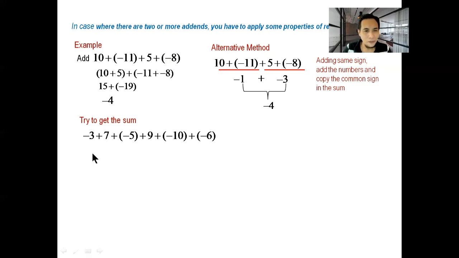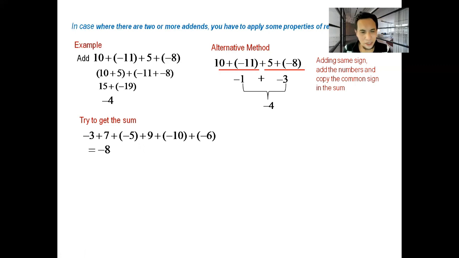So if you're going to combine all the negatives, negative 3, negative 5, negative 10, negative 6, all you have to do is add these numbers. 10 plus 6, 16, plus 5, 21, plus 3, 24. So that's negative 24. Positive, 9 and 7, 16.